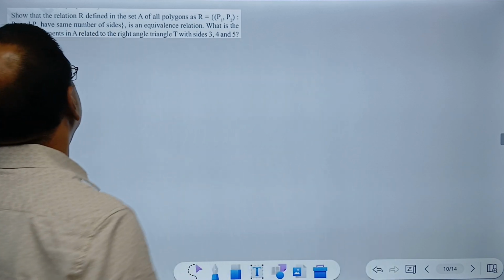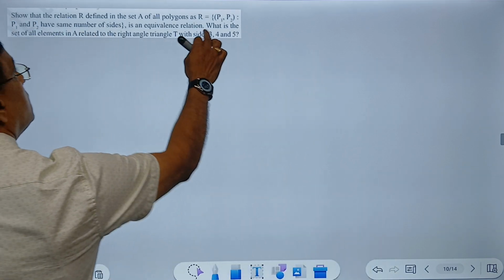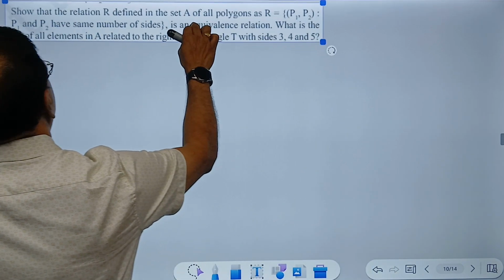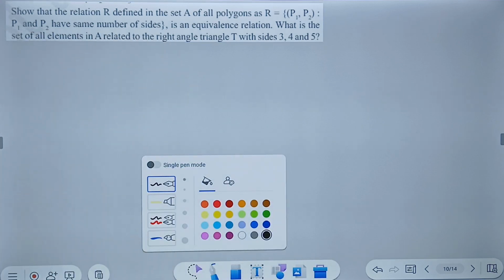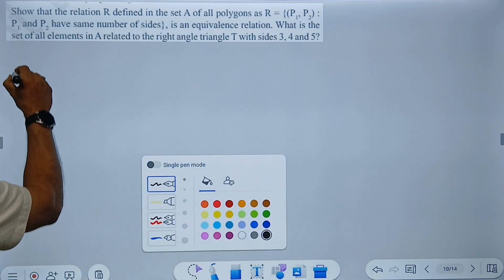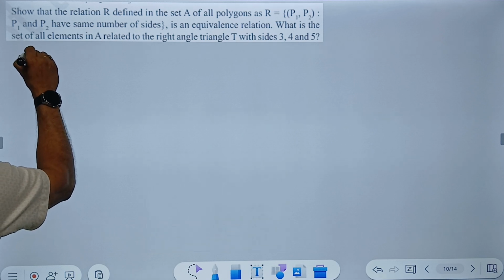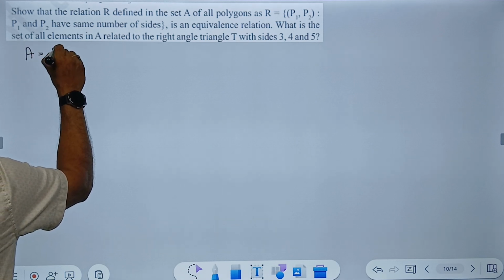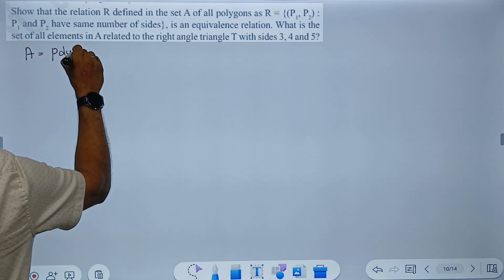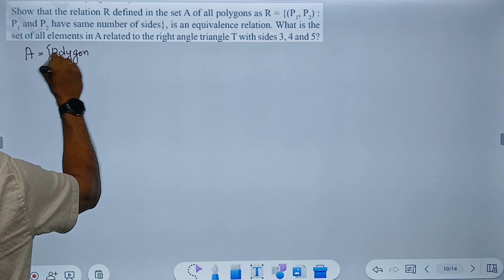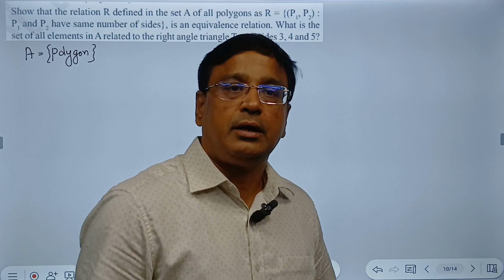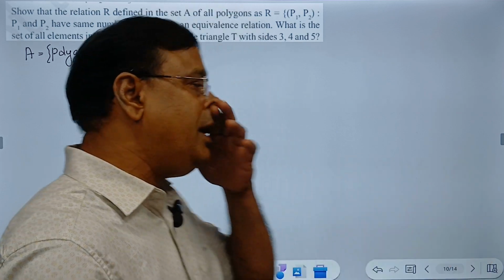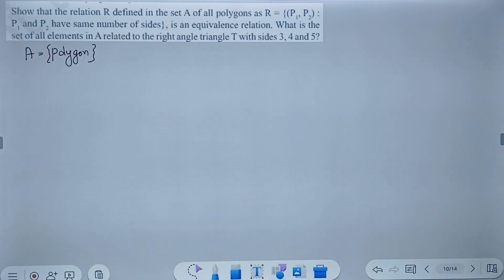Now let's go to the next one. What is this question? Show that the relation defined on a set A is an equivalence relation. What is my set A? Set of all polygons. Polygons means it can be starting from triangle to quadrilateral to pentagon, it can be any size. Okay, set of all polygons.